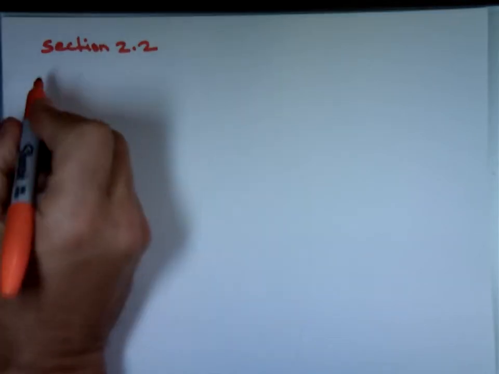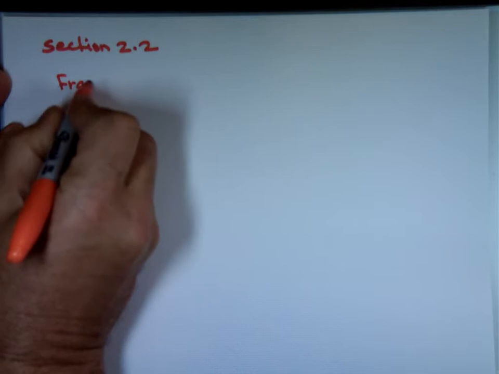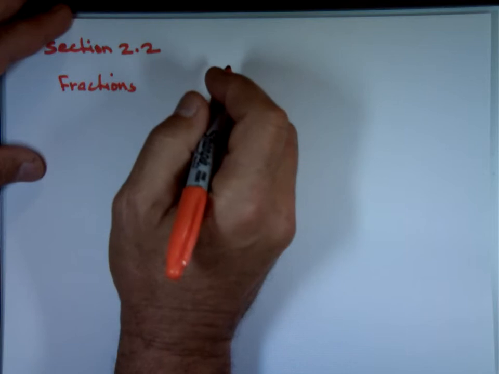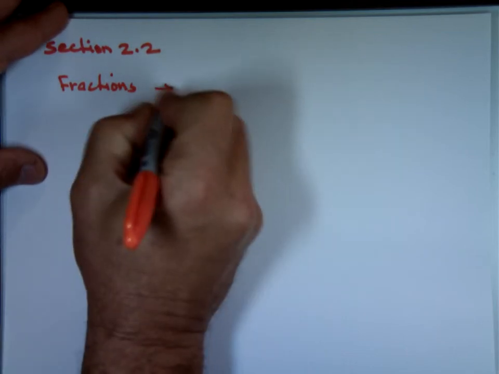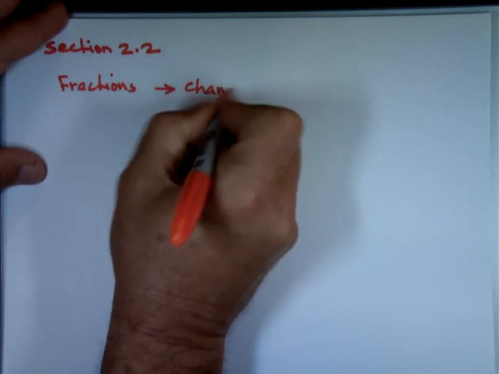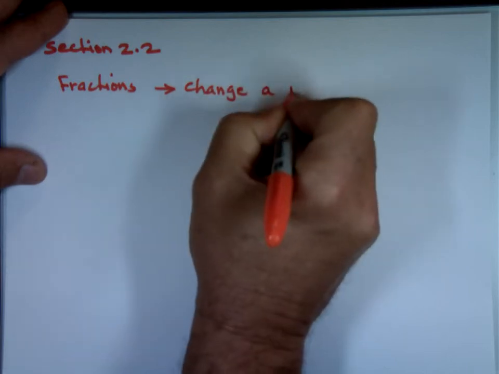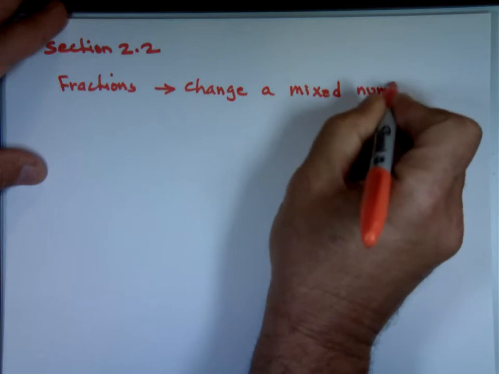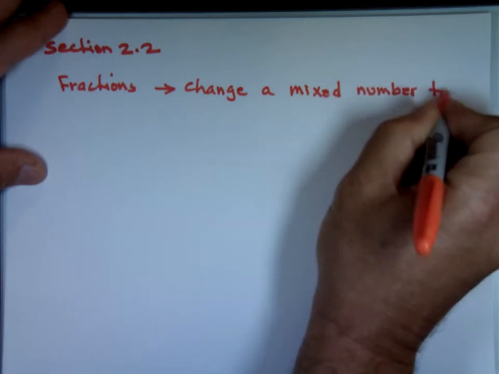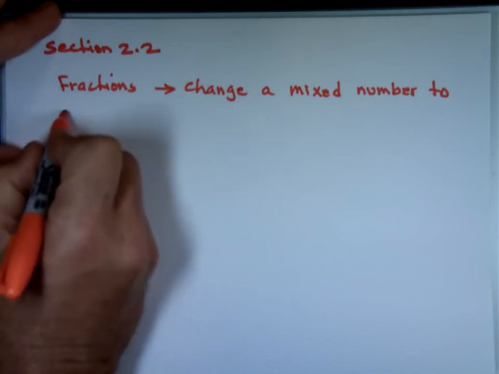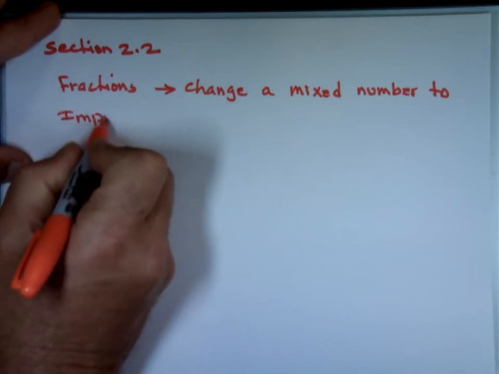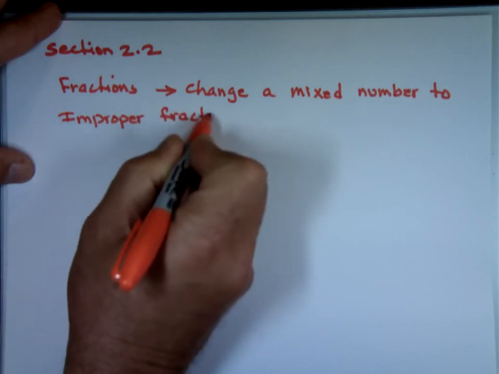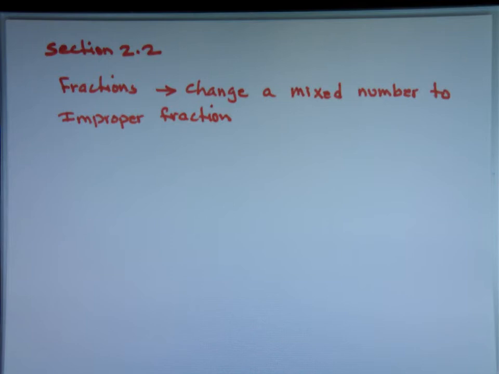So let's talk about fractions. The first thing we're going to talk about is how to change a mixed number to improper fraction. Again, let me clarify that a little bit there.